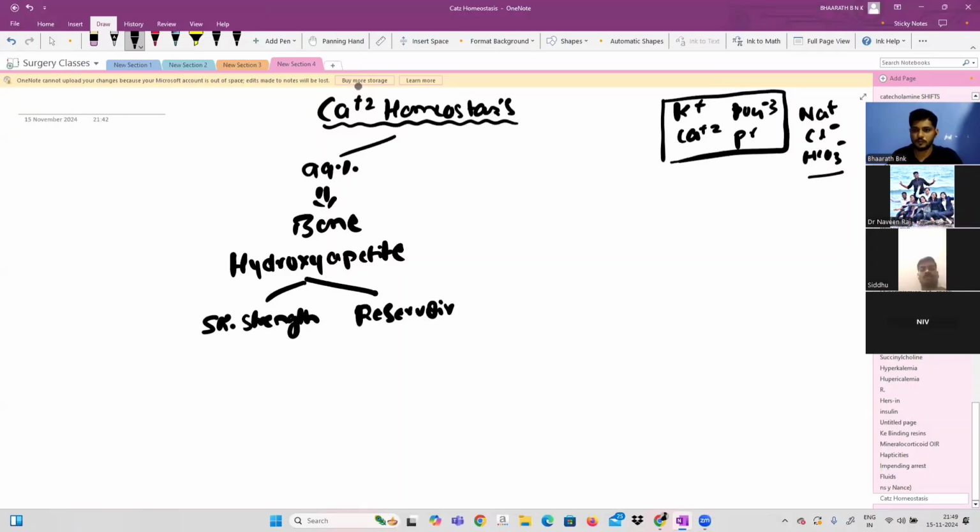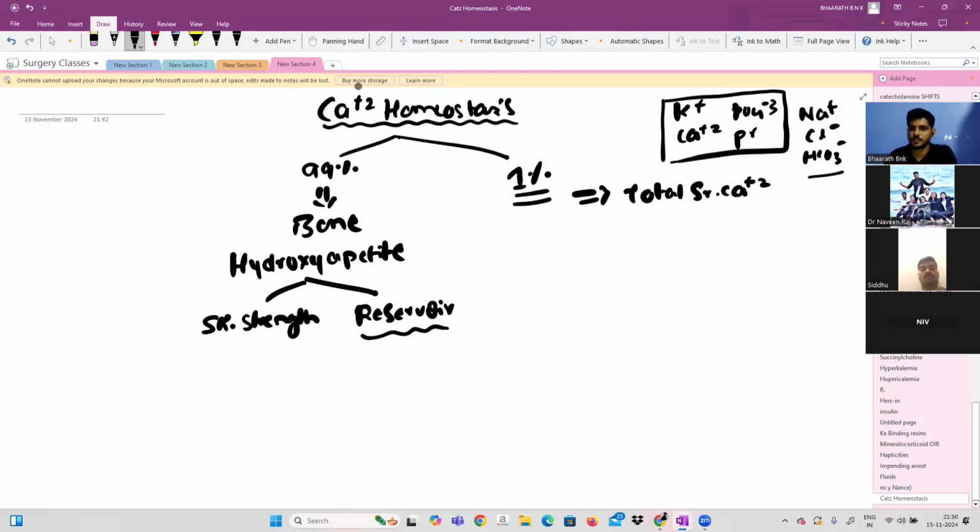Whenever there is a lot of calcium in the blood, this calcium gets taken up by the bone and stored there, and whenever there is a state of hypocalcemia, the bone will release this calcium back into the circulation. So it acts as a reservoir, but it is also required for bone strength. And whatever calcium we measure is just 1% of the total calcium present in the body, just like potassium, where we measure only 2% of total potassium. This 1% that we measure is called total serum calcium.